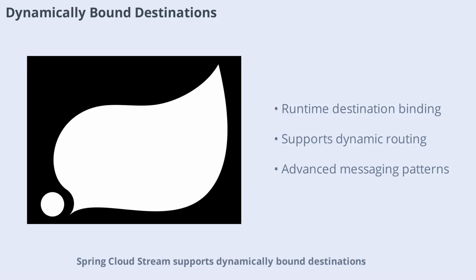Spring Cloud Stream supports dynamically bound destinations, allowing applications to send messages to destinations determined at runtime. This is particularly useful for routing scenarios or when the set of destinations is not known in advance. The BinderAwareChannelResolver bean enables this dynamic behavior, providing flexibility for advanced messaging patterns.